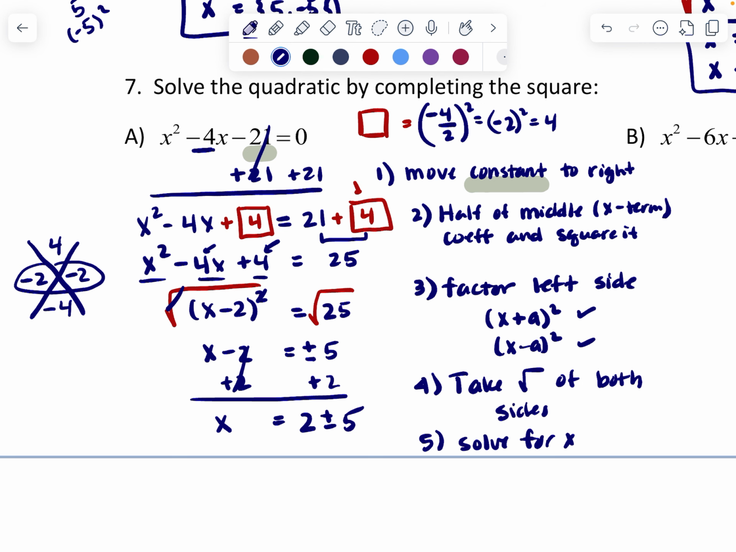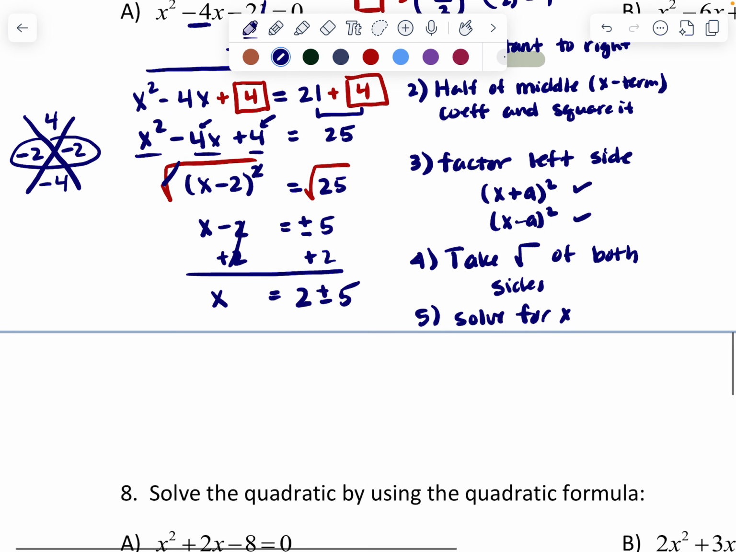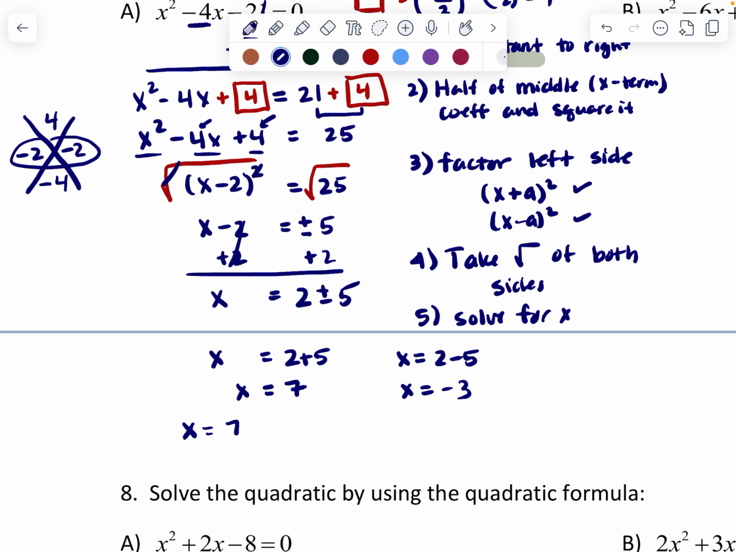Now look, there's actually 2 answers here, if you can see that. One answer is x equals 2 plus 5. And the other answer is x equals 2 minus 5. So you have to make sure you split them up. So 2 plus 5 is 7. 2 minus 5 is negative 3. So you can write your answers as 7, comma, negative 3, or if you want to put it as a set, you can go 7, comma, negative 3. Does that make sense?